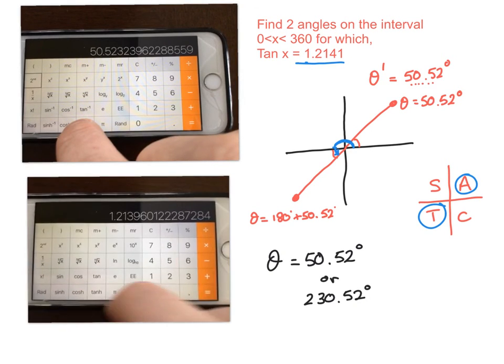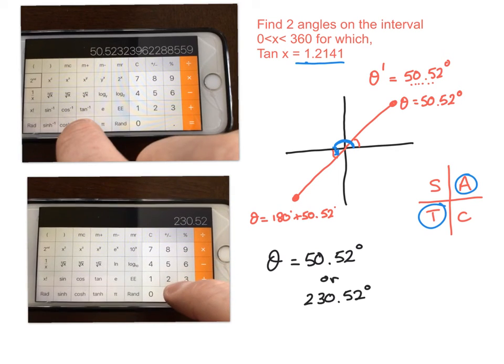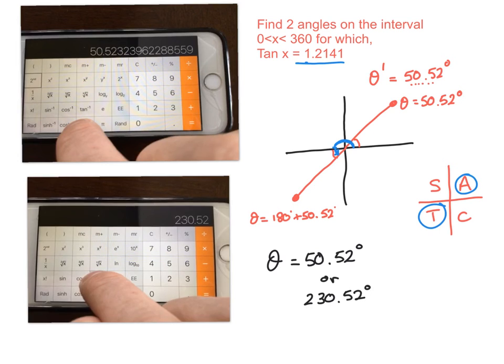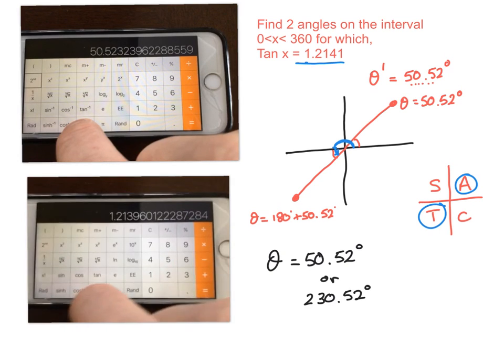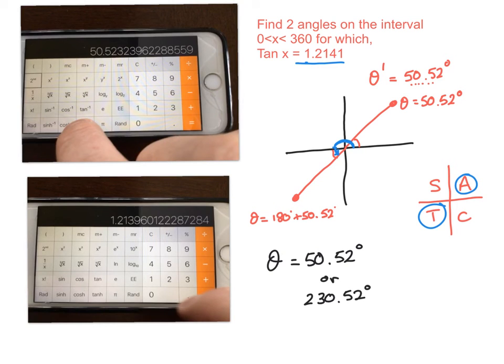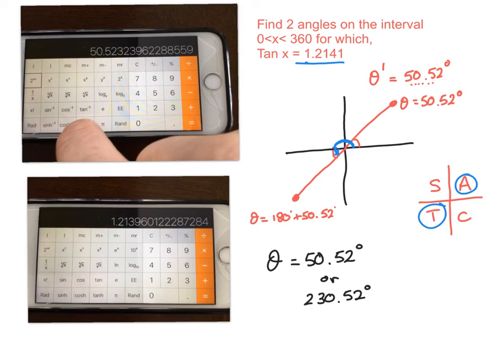If we play the video here to check, 230.52 degrees, press the tan button, and we get 1.21, which is interesting because we've not quite got the accuracy we want. We want 1.2141. So there may be a mistake we've made here, but that is not that close. So rounding has not quite been as accurate as we need to here.